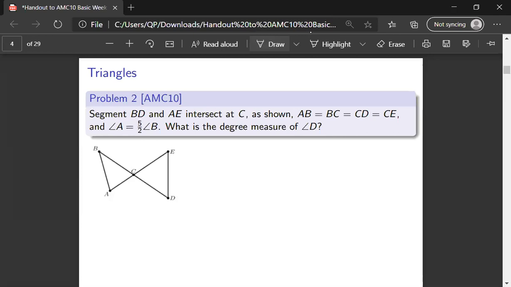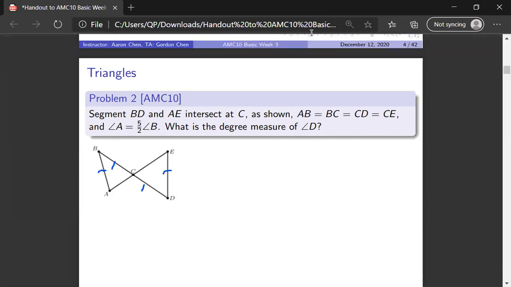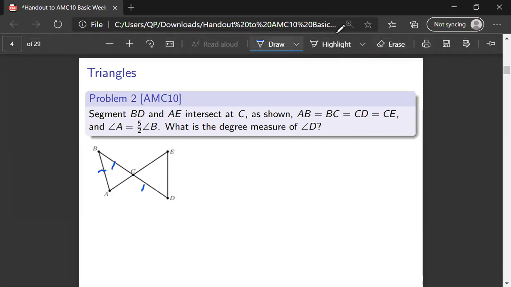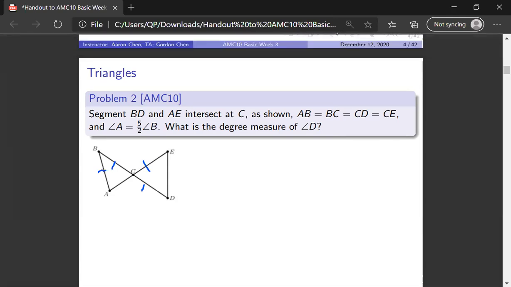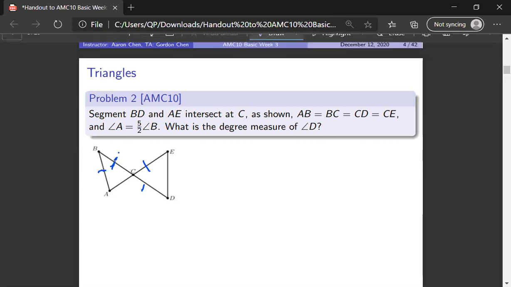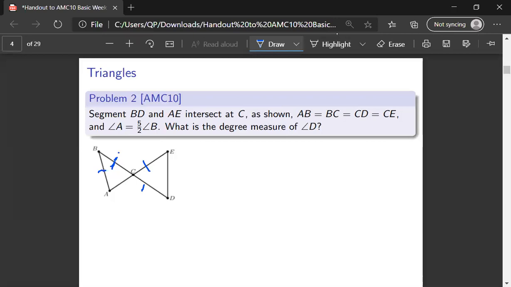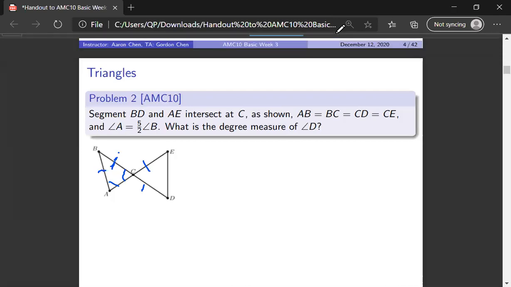All right, I'll start covering this problem. You know that segments BD and AE intersect at C. Now you have that AB equals BC equals CD equals CE, and that angle A is 5 halves of angle B. First of all, we can see that triangle ABC is isosceles because these two sides are equal, and so these two angles are also equal.